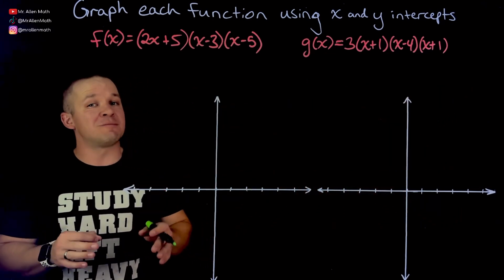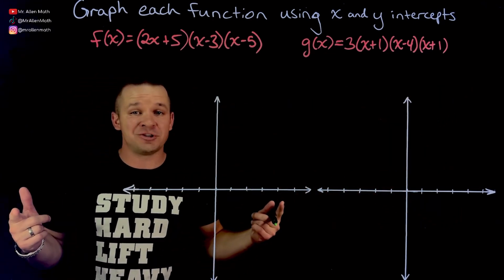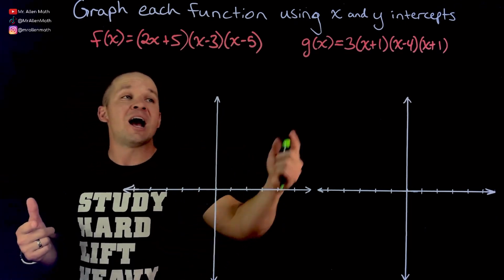Here is some graphing of cubic polynomials, and these two are already in factored form. That is ideal when it comes to finding your x-intercepts, because I can just set those factors equal to 0 and solve. And then we'll get our y-intercept.